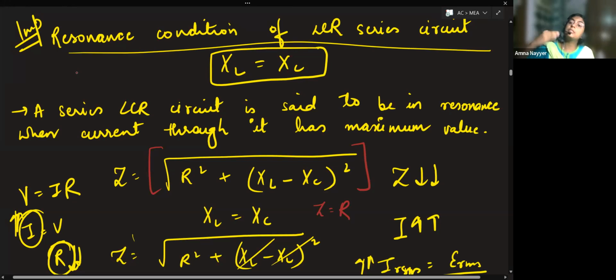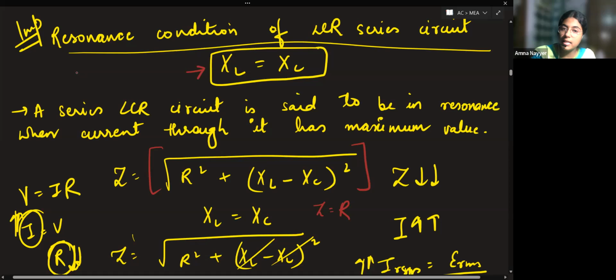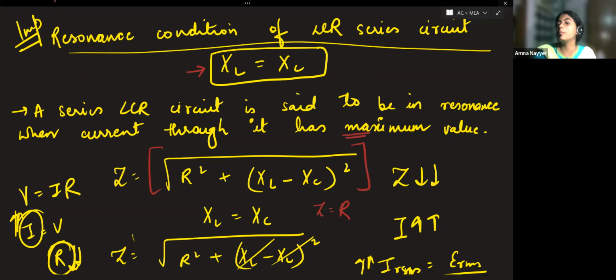So current becomes maximum. So whenever you are writing and specifying the resonance condition, you have to mention two facts. One fact that XL is equal to XC, and second fact that current becomes maximum.